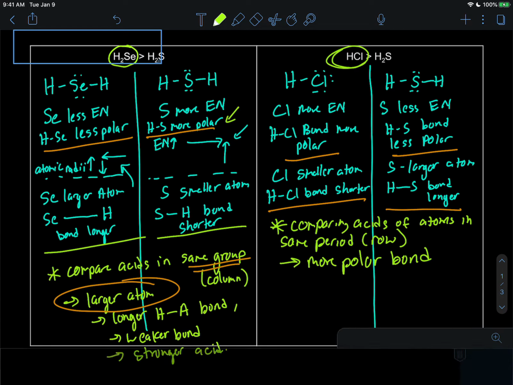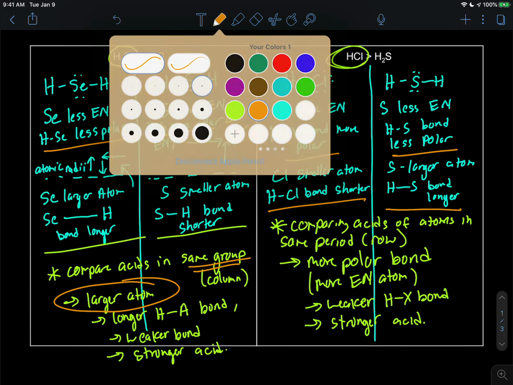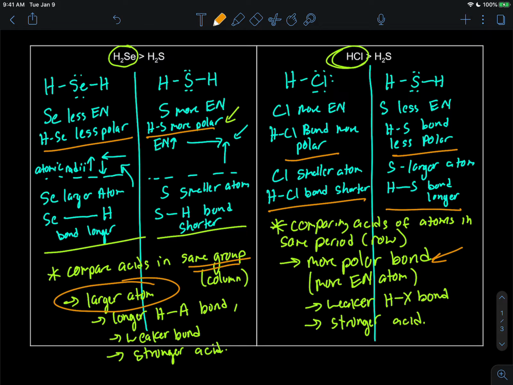And again, when we're looking at this, what we're thinking about is that the more electronegative atom is going to lead to a stronger acid. So the more polar bond is going to lead to a weaker hydrogen-whatever-it's-bonded-to bond, which is going to make it a stronger acid here. So again, we think about the variables that affect this. Importantly, we're thinking about polarity when we're looking at atoms in the same period, whereas size is what predominates the strength of an acid when comparing them in the same group, so the same column versus the same row.